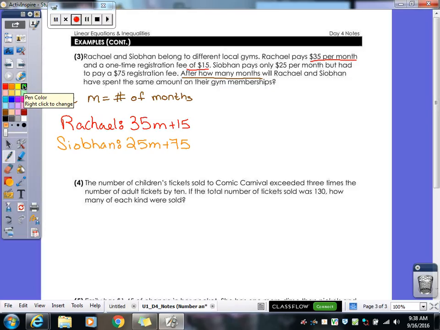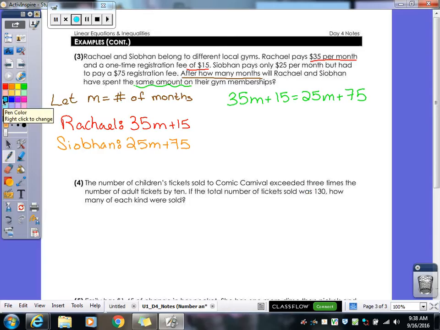So we are looking for when they've spent the same amount. So what do you think I do with those two things? Set them equal to each other. We're looking for when they're equal, when they're the same amount. Yeah, I could tell where you were going though. So 35M plus 15 equals 25M plus 75.